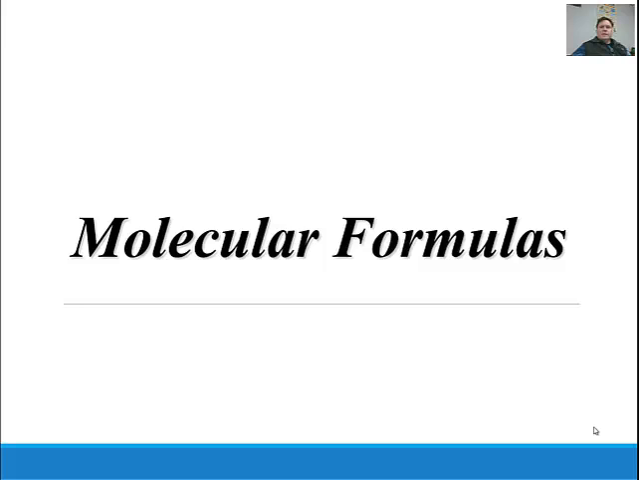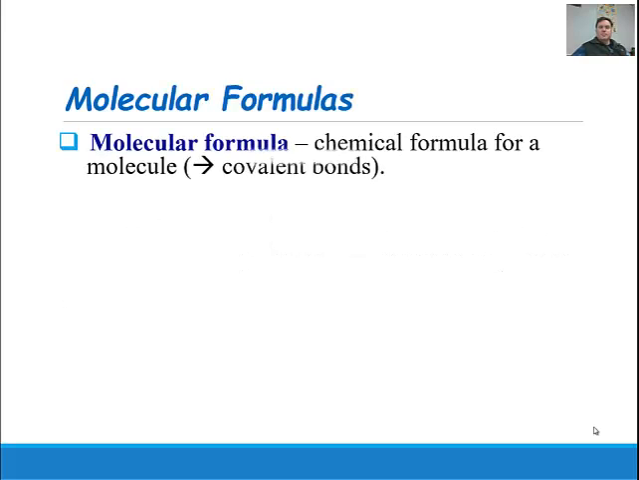All right, let's take the next step of this, and let's look at molecular formulas. Remember, we said molecular formulas is the formula for a covalent compound where they are sharing the electrons. Remember, molecular formula doesn't have to be the lowest ratio like we saw in empirical formulas.